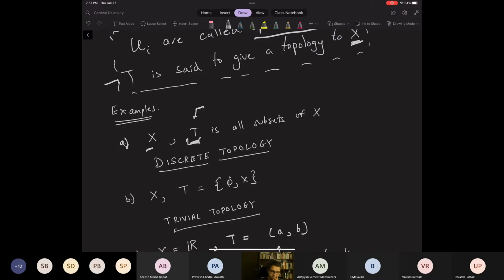So this is called a discrete topology. And we'll see why it's called a discrete topology in a moment. But this is what we call a discrete topology.